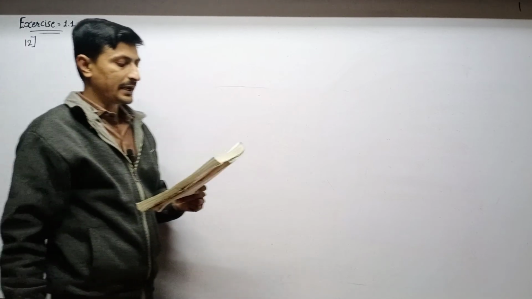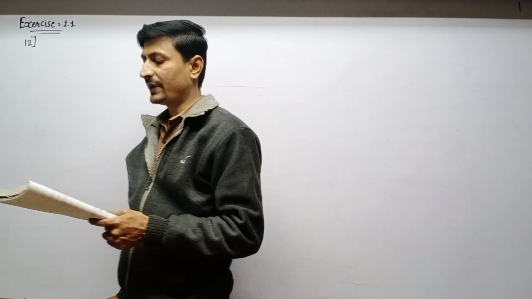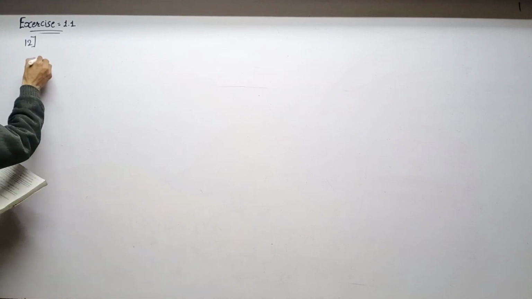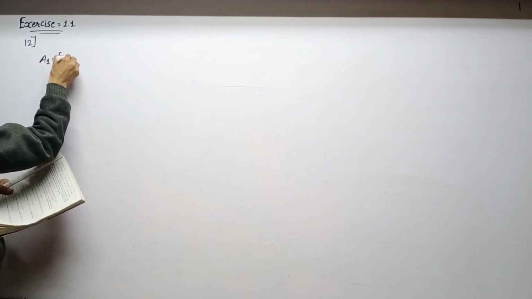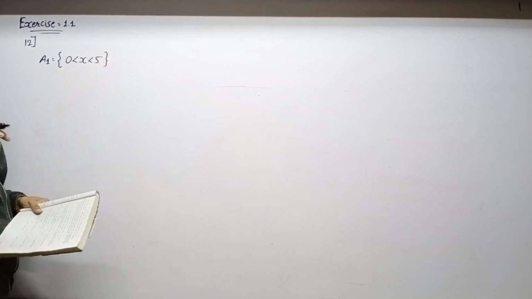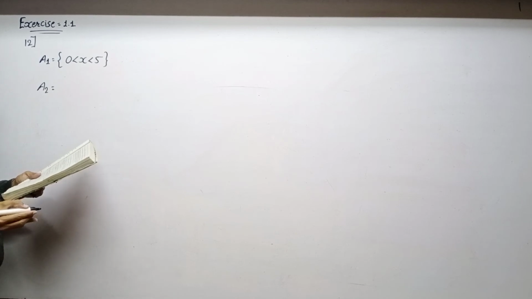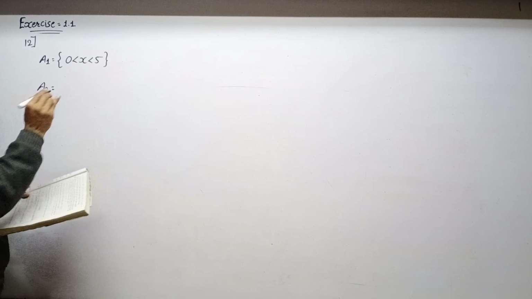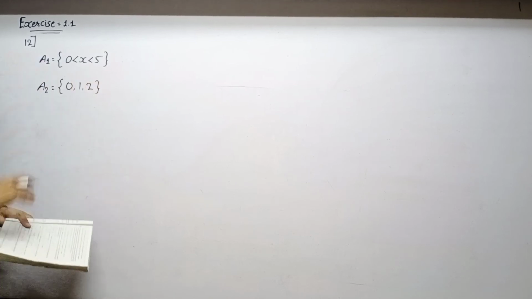In question number 12, the events A1 and A2 of a random experiment are as follows. Find the sets showing the union event and intersection event. Two events, two sets are given. A1 is x where 0 less than x less than 5. It means all the numbers between 0 and 5, but 0 and 5 are not included. And A2 is x where minus 1 less than x less than 3, x an integer, only integers, but minus 1 and 3 not included. Means 0, 1 and 2. Okay.